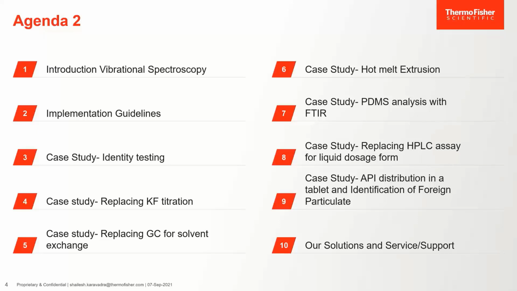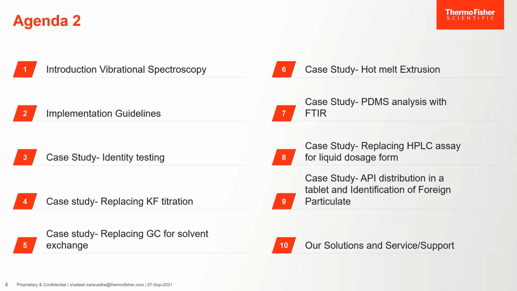Then moving from there, we are going to see some implementation guidelines which are recommended by USP and EP regarding the strategies to be used for implementing vibrational spectroscopy. There is a separate guideline for validation. We will touch that point too. From then on, I'm going to discuss the most widely done identity testing of raw materials, and we are going to look at a case study of that.